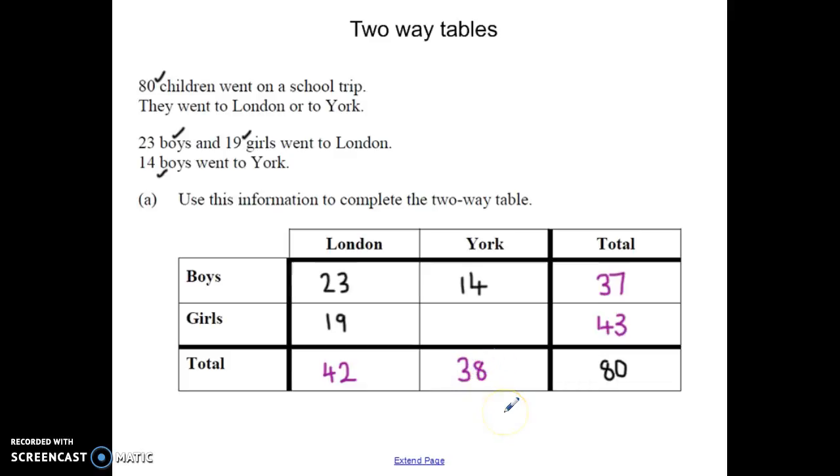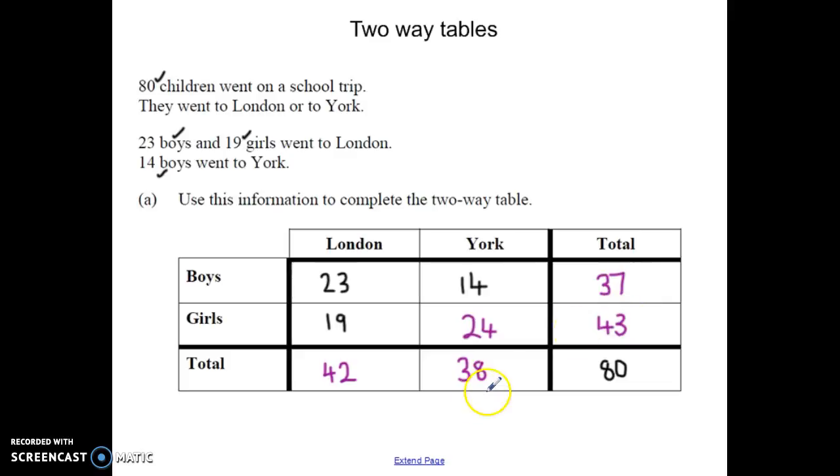And if you remember my advice from the first question, last value, check in both directions. 14 plus something is 38. So I'm thinking 24. But before I write that in, let me double check. 43, take away 19, also 24. So I'm happy to go ahead and write in the 24. So the figures in black are what I was given as part of the question. The figures in purple are the ones that I've worked out.